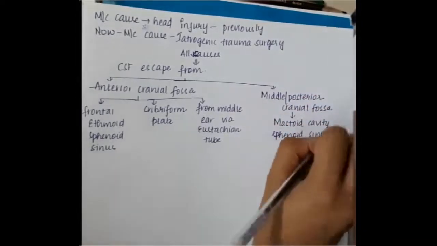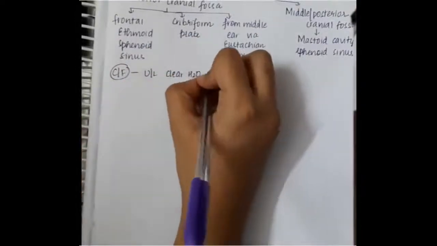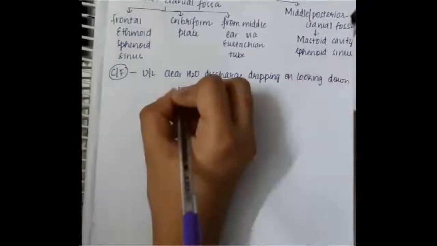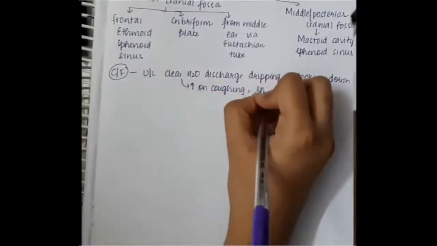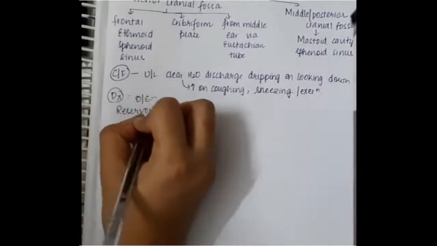Escape of CSF can also occur in the middle or posterior cranial fossa, which involves the mastoid cavity and the sphenoid cavity. The clinical features include unilateral clear watery discharge, which is dripping down on looking down, and this clear discharge will increase on coughing, sneezing and exertion.